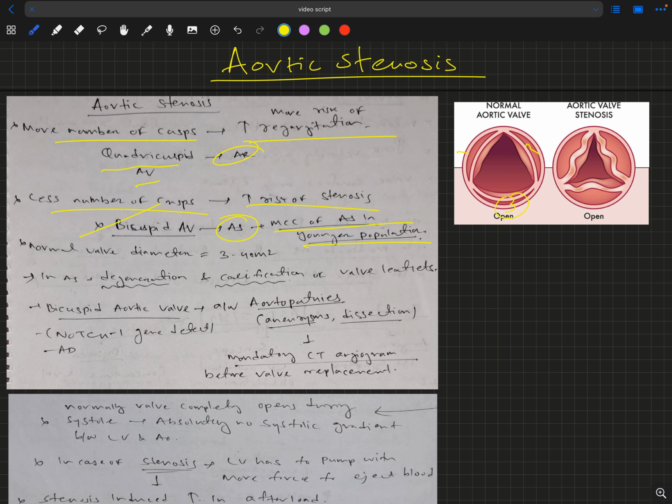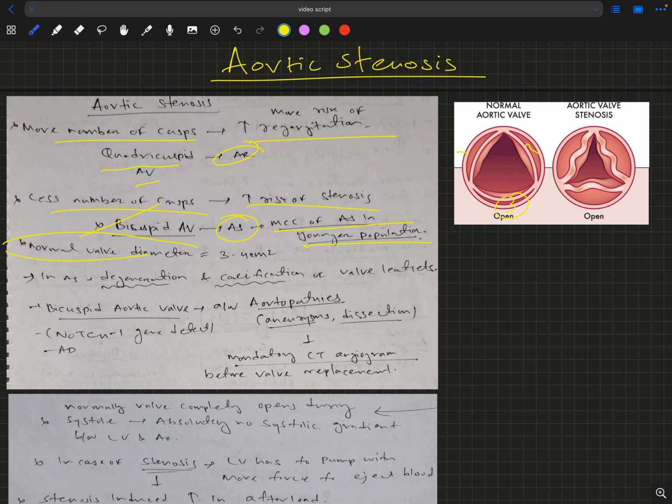And in genetic conditions like Turner syndrome, two congenital heart abnormalities are associated with it. One is bicuspid aortic valve, another is coarctation of aorta. So bicuspid aortic valve and coarctation of aorta are associated with Turner syndrome. So in the younger population developing aortic stenosis, look for bicuspid aortic valve. This is the most common cause of aortic stenosis in the younger population.